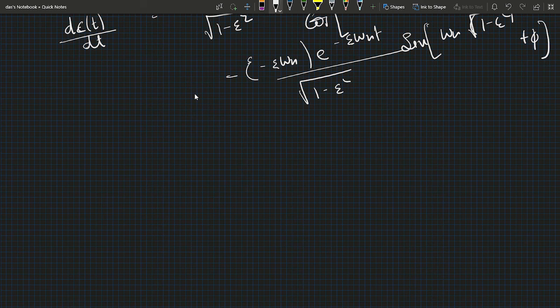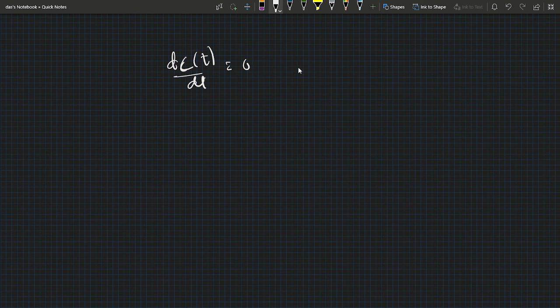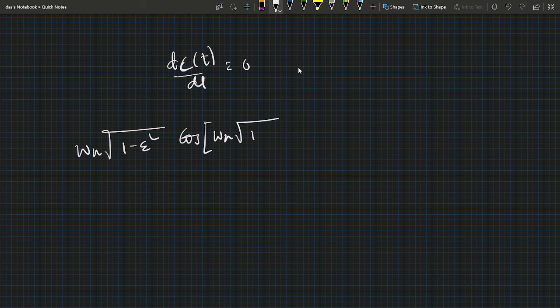Now this value, dc(t)/dt, equals 0. If this value equals 0, then the right hand part equals 0. So after some mathematical computation, we get the term, first of all, omega n root 1 minus zeta square cos of omega n root 1 minus zeta square into t plus phi.